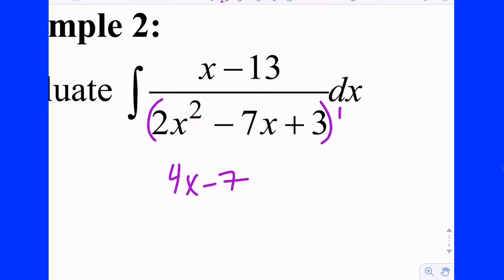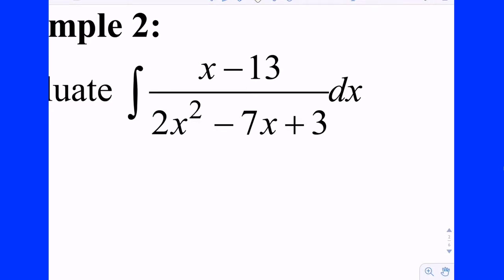That is, are we only off by a constant multiple? No. If I factored out a 4 to make the first term look the same, I get 7/4, which is not 13. So the derivative of that inside function is not the top. So that's not going to work. It's not going to be a natural log rule. Darn it. What else could I do?